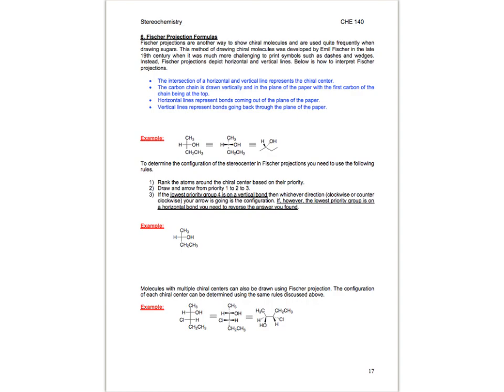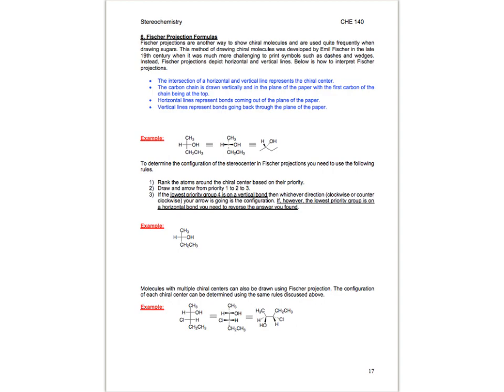Welcome to part 6 of Stereochemistry. Here we're going to begin our discussion with Fischer projections. Fischer projections are just another way to show chiral molecules, and they're frequently used when drawing sugars and carbohydrates. This method of drawing chiral molecules was developed by Emil Fischer in the late 19th century.